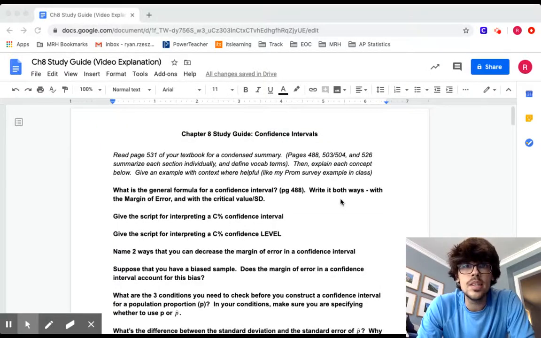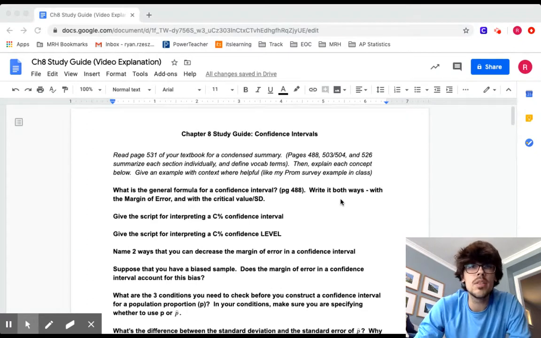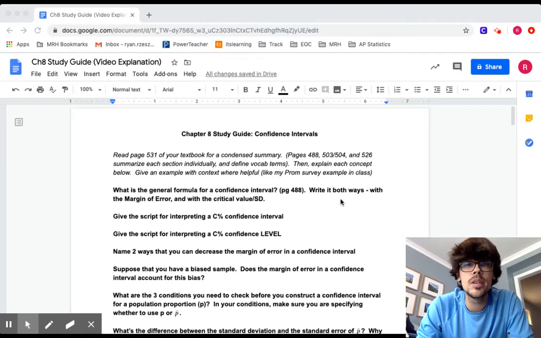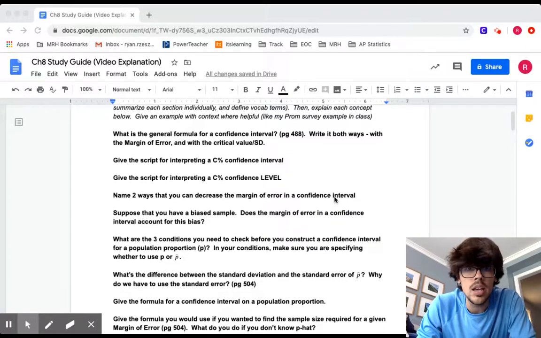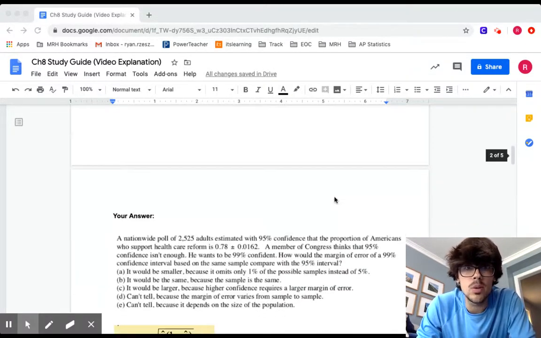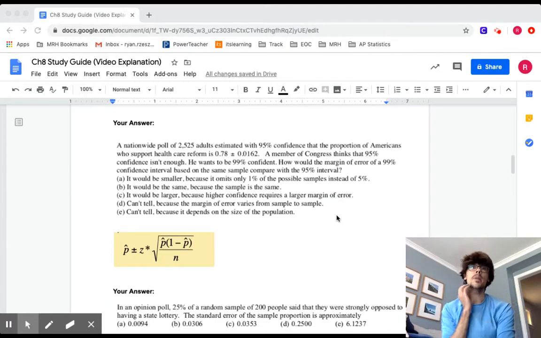All right, it's time for the Chapter 8 study guide on confidence intervals. And I think out of all of the things we talk about in AP Statistics, confidence intervals is my favorite topic. So this is my favorite chapter in the book, and there's a lot of really good stuff that we've got to cover here. So let's go ahead and jump in.